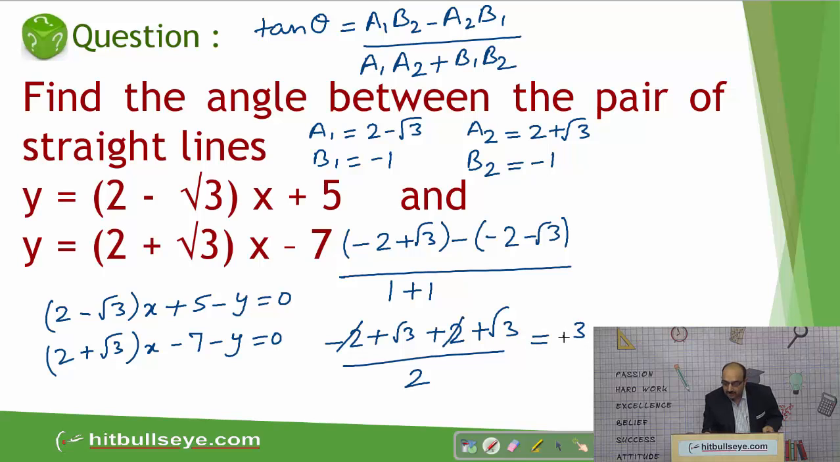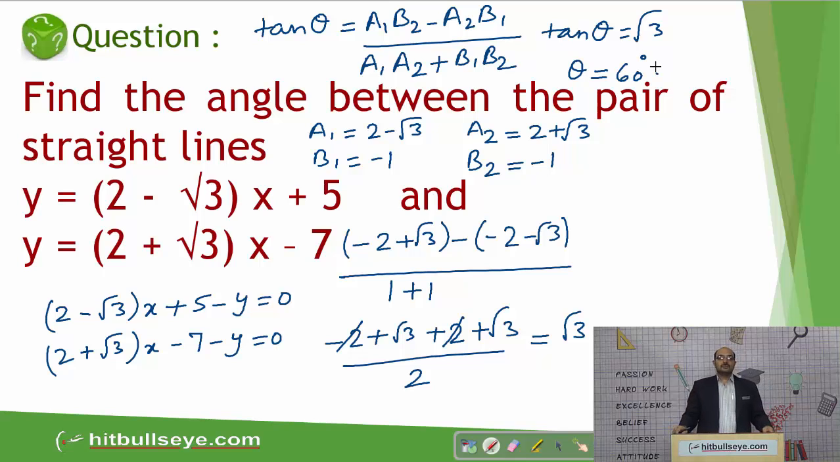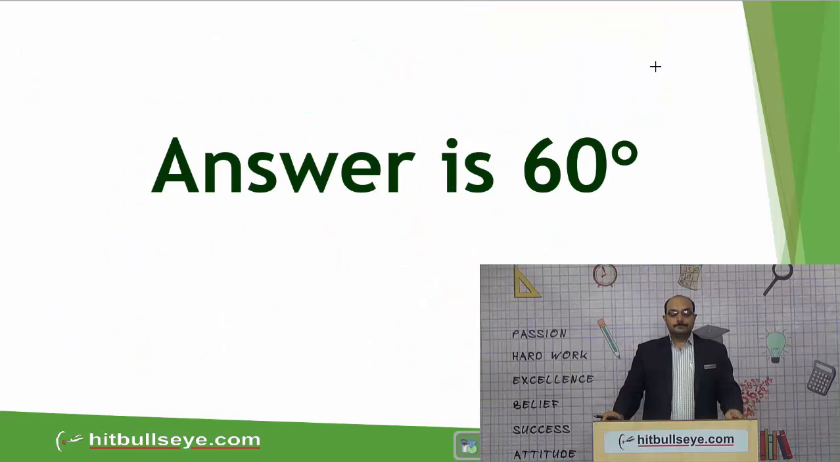This is equal to root 3, and obviously this is the value of tan theta, which is coming out as root 3. Hence we can say that theta equals 60 degrees, because tan 60 is root 3. This gives you the answer as 60 degrees.